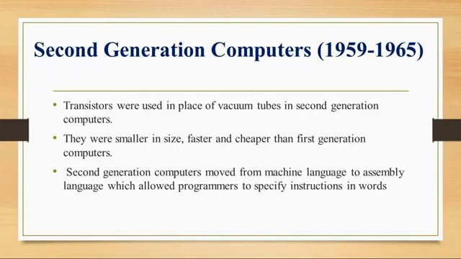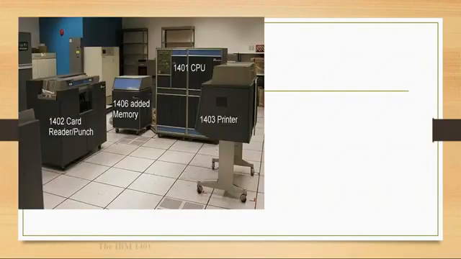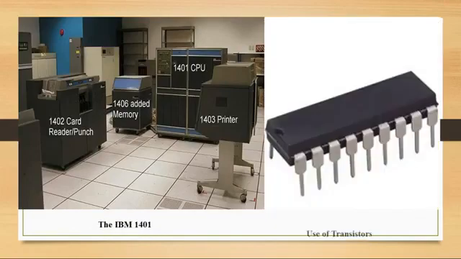Many financial information was processed by using these computers. Okay, here I am showing the picture of transistors. Now we are going to discuss the material which was used in second generation of computer. Material was transistors, magnetic cores, 32,000 bits that was used in second generation, and punch cards.